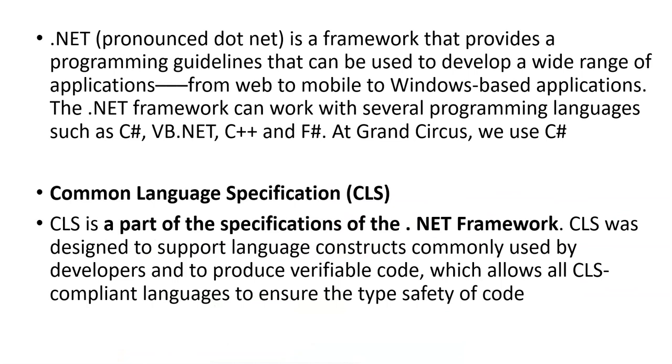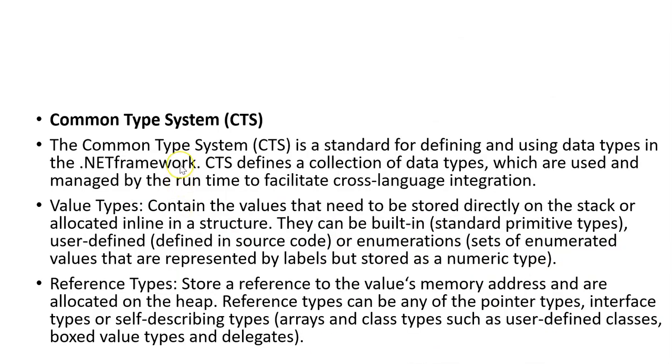During this conversion, we have something called CLS. The CLS is part of the specification of the .NET framework, the part of the specification that we use to design and support languages. When converting from the C Sharp source code to the bytecode, we check the code and the language and ensure everything is correct. This is called CLS, Common Language Specification. Then we have the Common Type System.